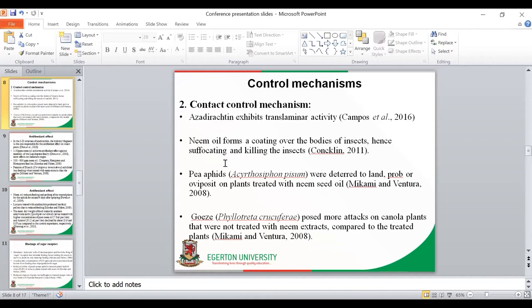suffocation and the death of these insects. In our research, the pea aphids were deterred from landing and probing or depositing on the plants which were treated with neem seed oil. Also, pests made more attacks on the canola plants which were not treated with azadirachtin, as compared to the treated crops.